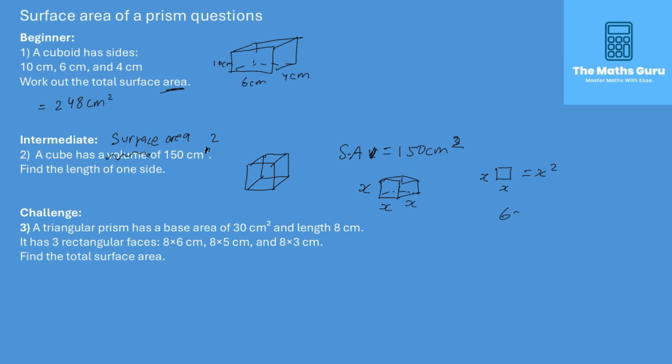So we can call this 6x squared is equal to 150 centimeters squared, because there are 6 faces in a cube, and each one's going to have the area of x squared. So now, dividing both sides of the equation by 6, we get 150 divided by 6, x squared is equal to 25. That means x is equal to the square root of 25, which is equal to 5. So the length of each side is 5 centimeters.